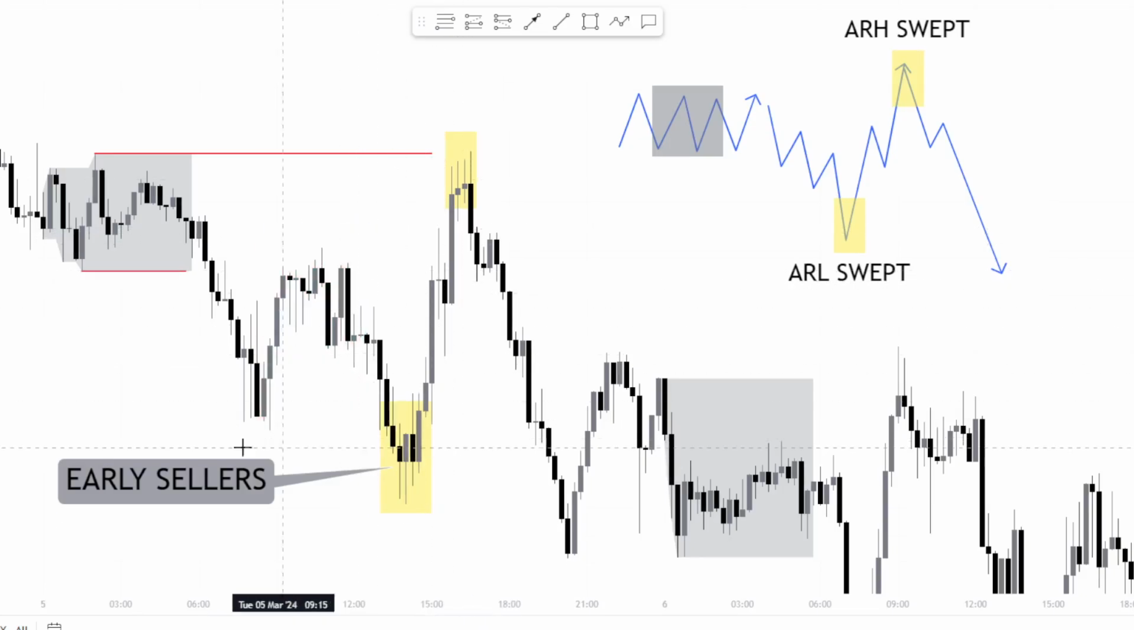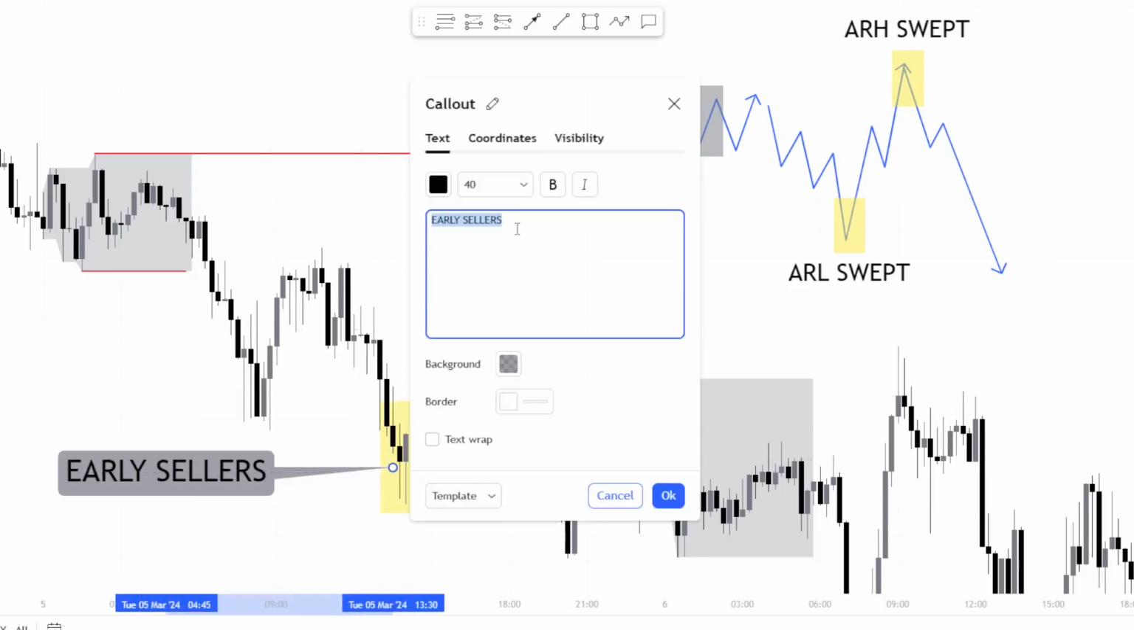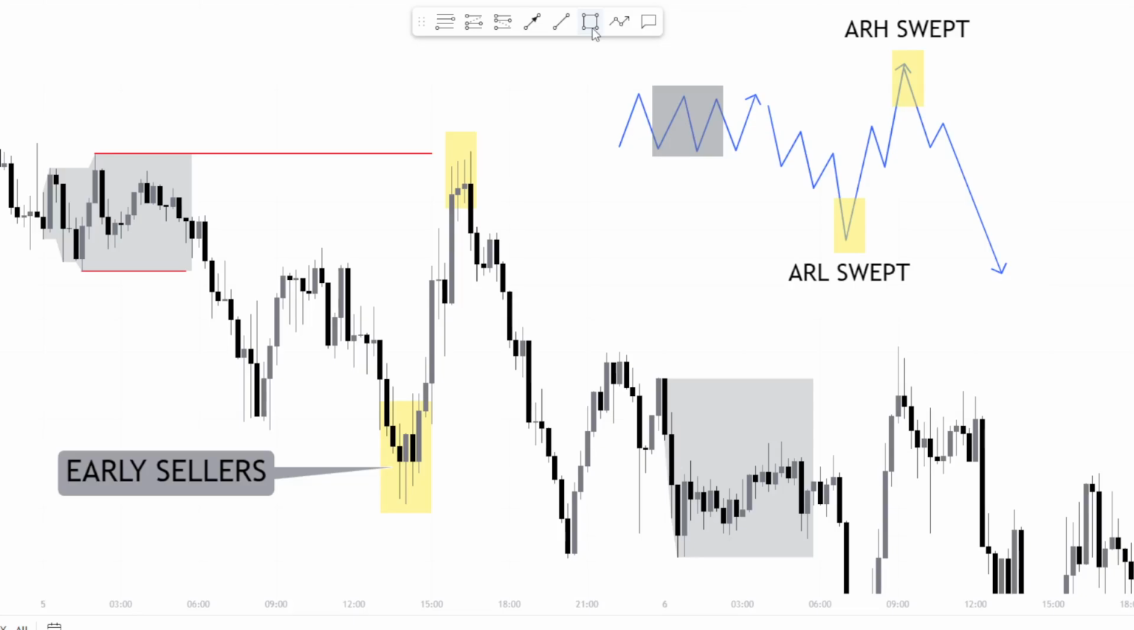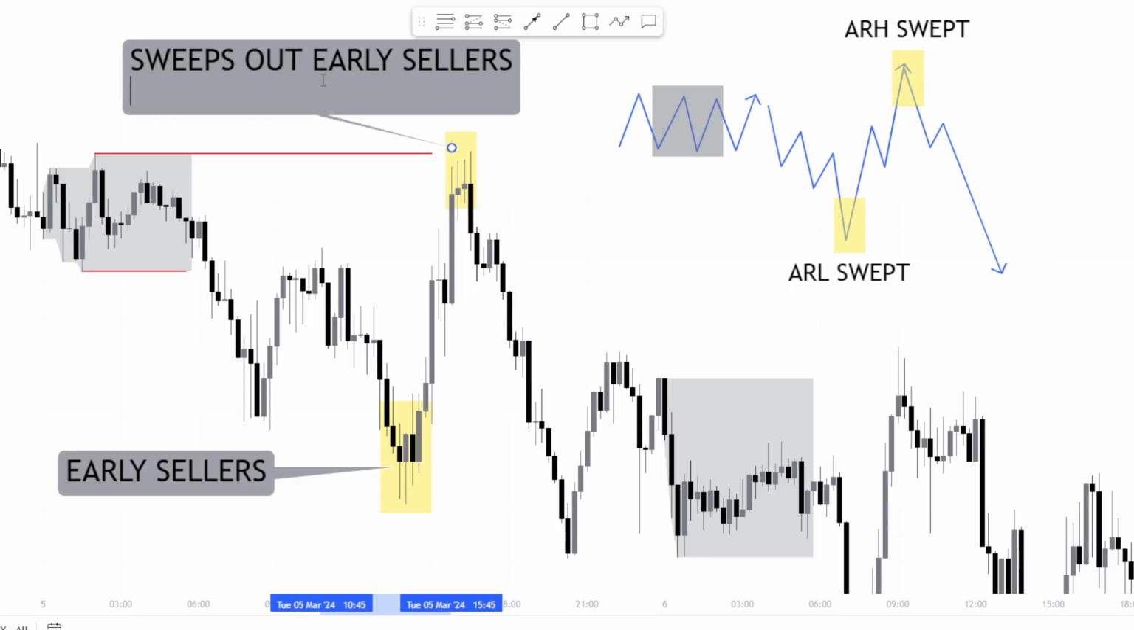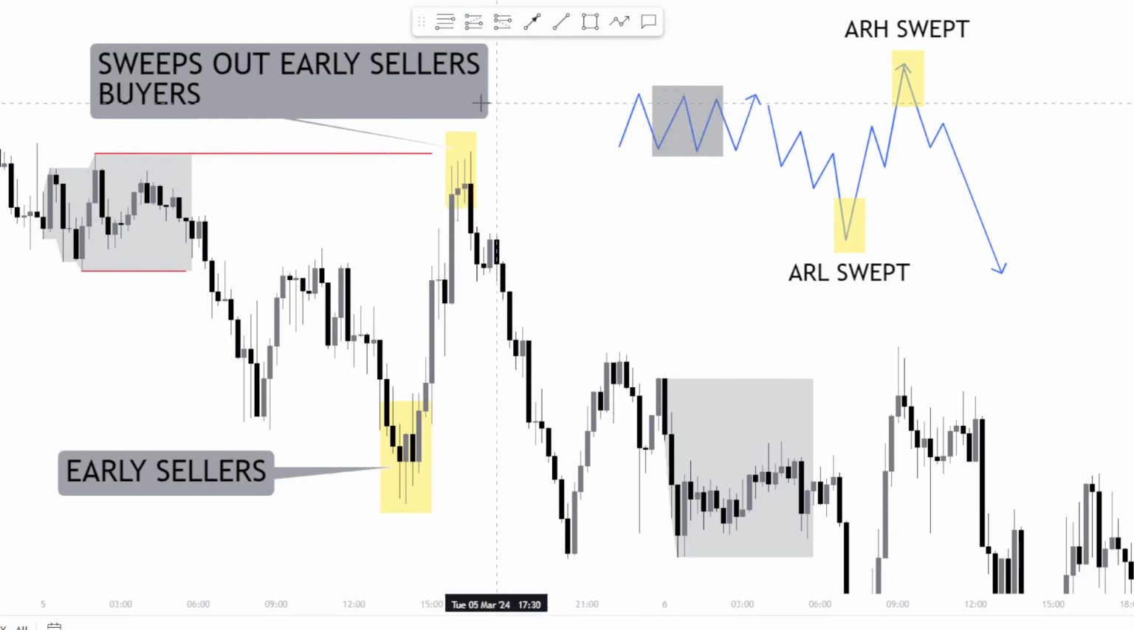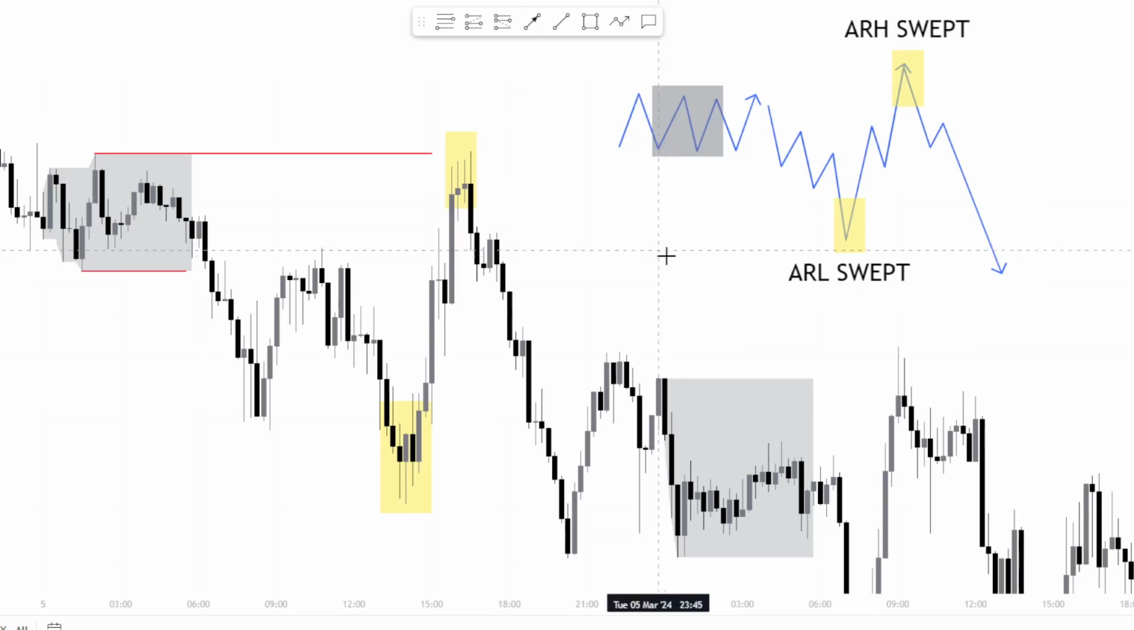So, now that we've swept the Asian low first, we've enticed early sellers, right? So these early sellers are swept out of the market. Of course they're swept out, as we've targeted that Asian high. So price sweeps the Asian high. What does this achieve? This achieves two things. First, it sweeps out early sellers, right? That's the first thing. But then we also see an enticement of buyers, not even early buyers, just buyers, because we understand that we're looking for sells at this point, right? So now that we've seen a sweep of the Asian high, sellers have been enticed and swept out, buyers have been enticed. Now what happens?